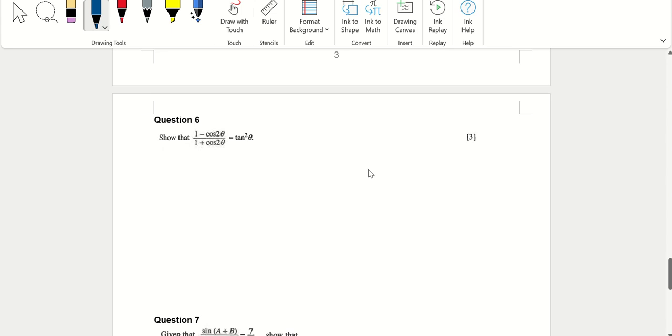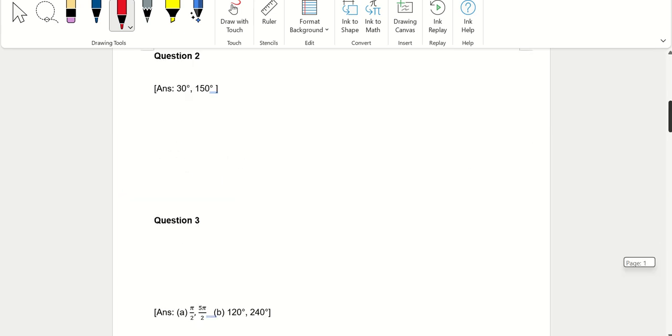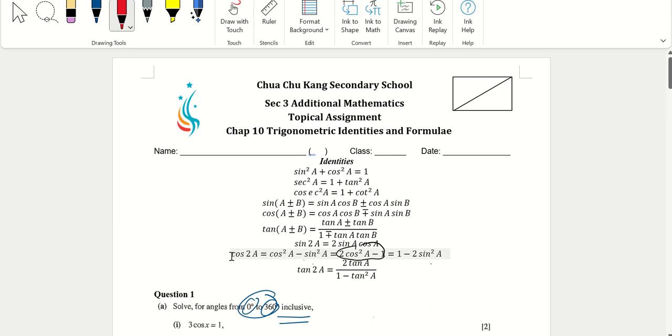Okay, let's go to question 6. Another show question. This one definitely has to start from the left-hand side. Show that (1 − cos 2θ)/(1 + cos 2θ) equals tan²θ. So I have a double angle here. So I go to my identity and see what my double angle for cos 2A is. I have three identities I can use.